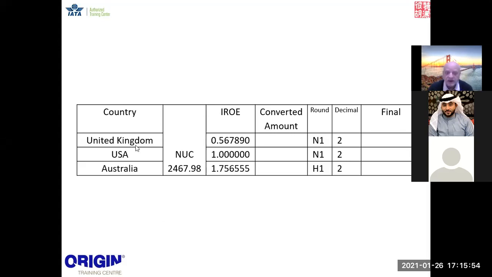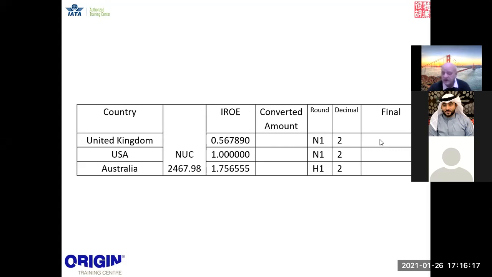Now, only three left. We've got United Kingdom, USA, and Australia. The only difference now is we have N1 and H1, so be careful there. It's nearest, highest, whatever.